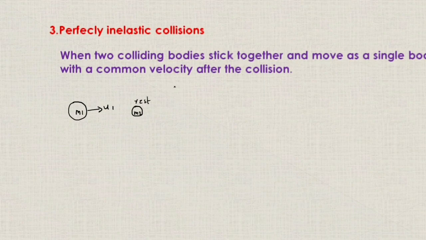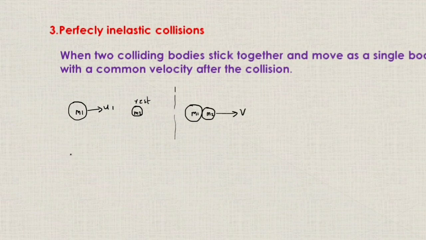Now just imagine that after the collision, m1 and m2 stick together. Now they are moving with a common velocity, say V. You can see here that they are stuck together and moving with a common velocity, right? So this type of collision is called a perfectly inelastic collision.